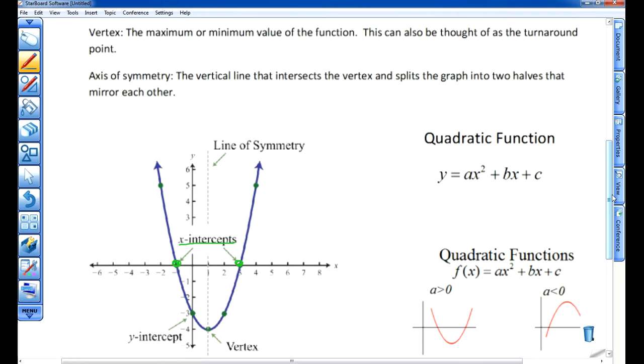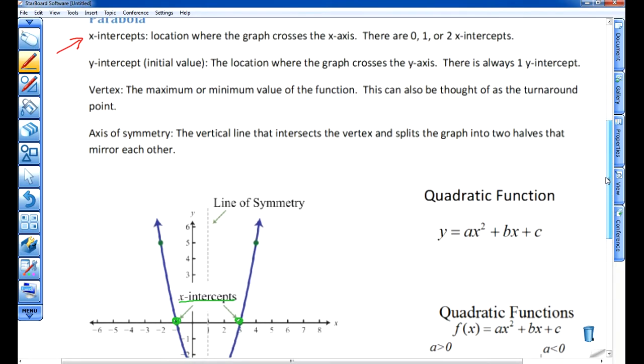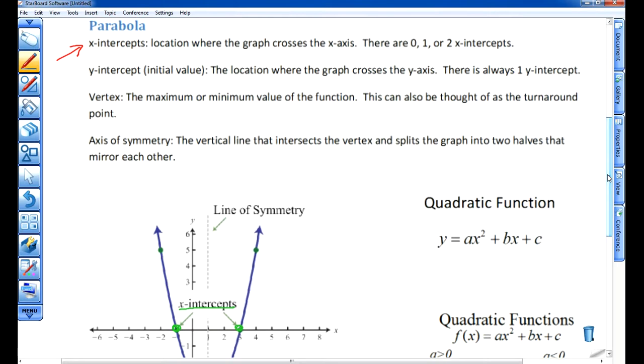If the parabola was up higher, it potentially could never touch the x-axis. Or if this turnaround point, which is labeled the vertex, which we'll talk about in a second, comes down and just touches the x-axis, it's only touching the x-axis in one location. So you either have 0, 1, or 2 x-intercepts.